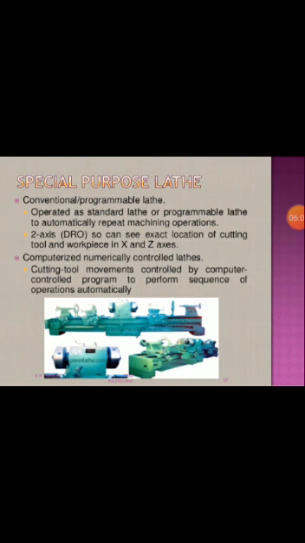Special purpose lathe. Conventional programmable lathe. It is operated as a standard lathe or a programmable lathe to automatically repeat the machining operation. It has two axes, so we can see the exact location of the cutting tool and the workpiece in the X and Z axes. Computerized numerically controlled lathe, that is the CNC lathe. The cutting tool movements are controlled by a computer program to perform the sequence of operations automatically.